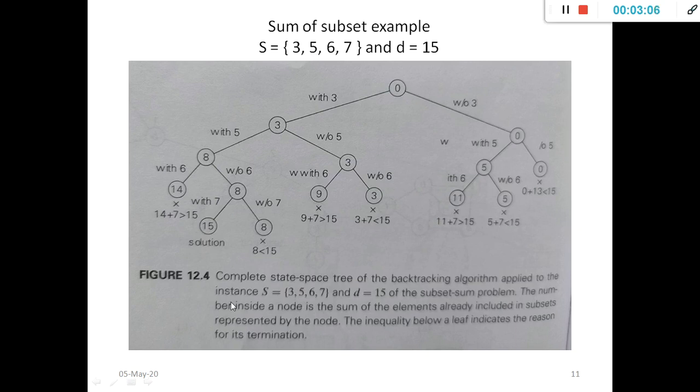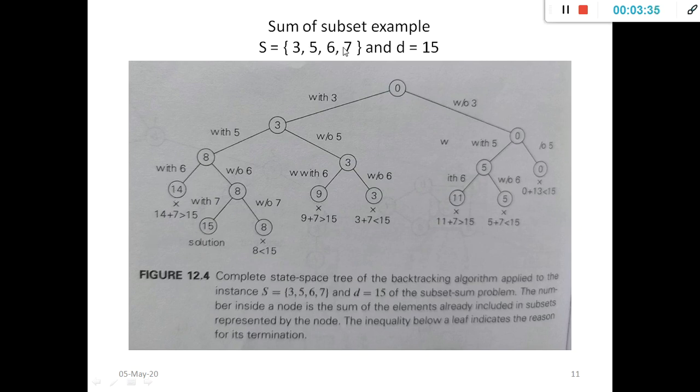The number inside a node is the sum of the elements already included in the subset represented by that node. So you start with the root element 0, include the first element 3 into the subset, and get the next value 3. Similarly, include the next element 5 and you get the next node value 8. Then include the next element 6, and you get 14, that is 6 plus 8.